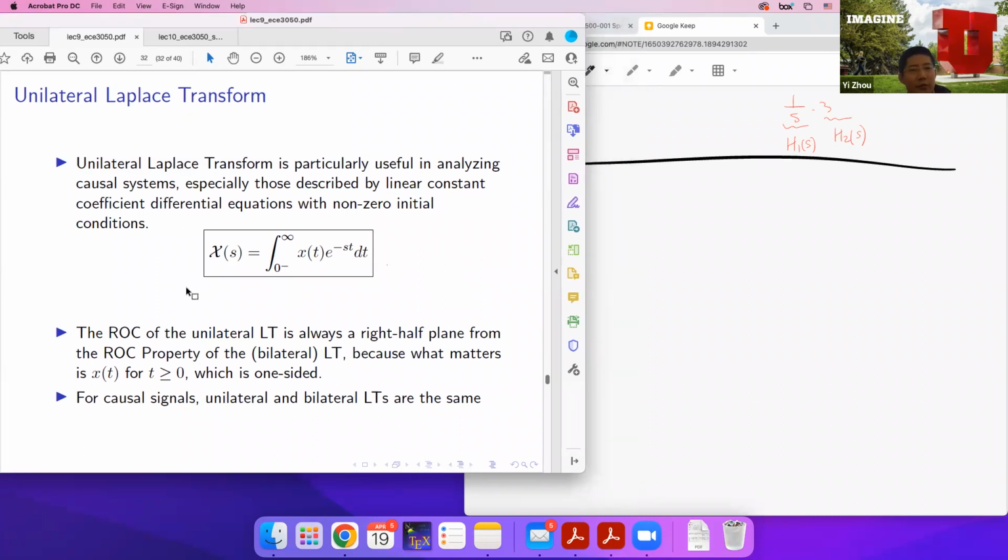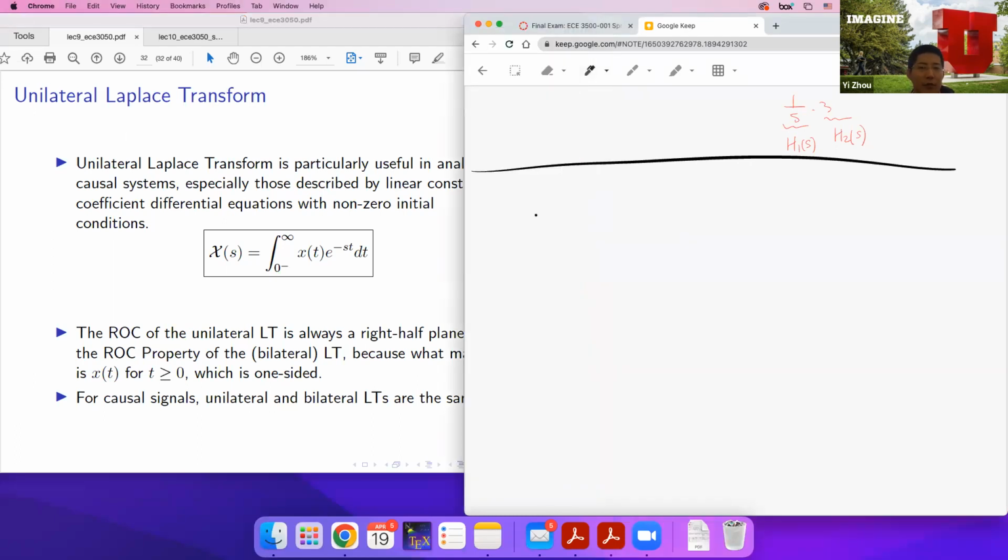So this is the definition of a unilateral Laplace transform. The only difference is that the lower limit starts from 0 negative. And for such a unilateral transform, the region of convergence is always a right half plane.